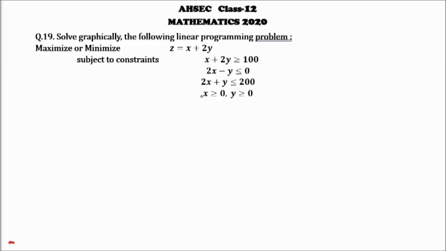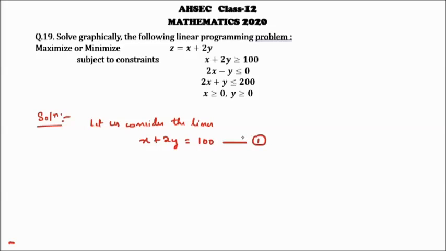So first of all, to start this problem graphically, we have to plot these inequalities in two-dimensional graphs. Since there is inequality, first let us consider the lines. So first let us consider x plus 2y equal to 100. Let us name it equation number 1. Why am I doing this? Because we know how to draw a line. It is easier to draw a line than to draw an inequality. So first we are converting these inequalities to equations.